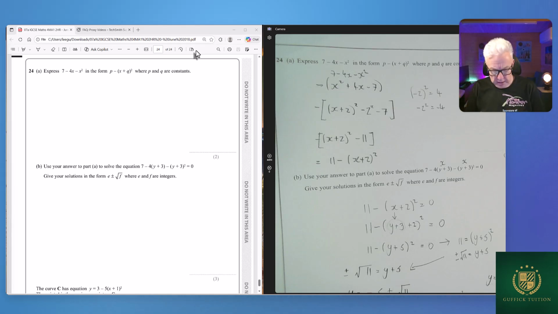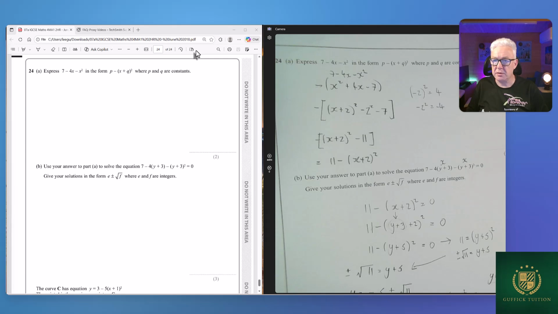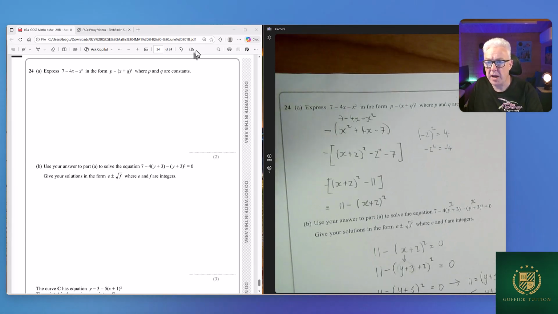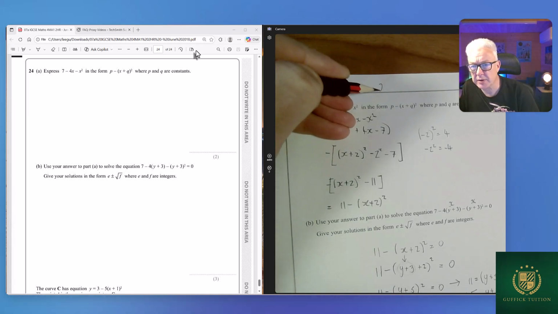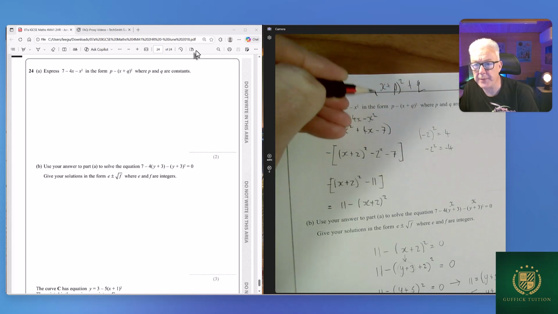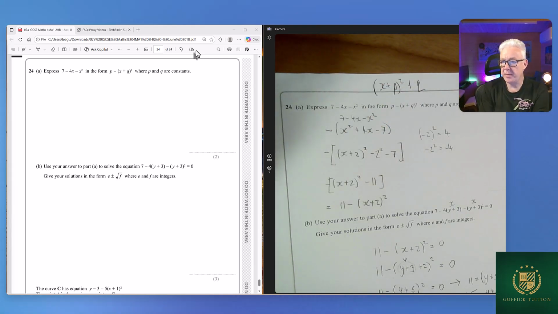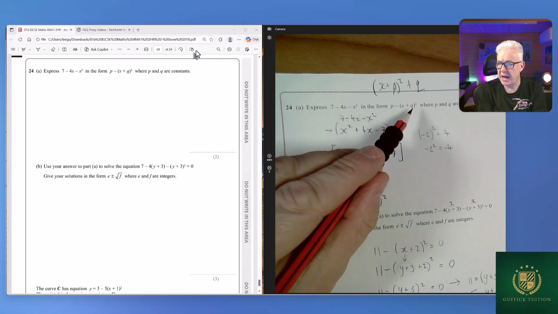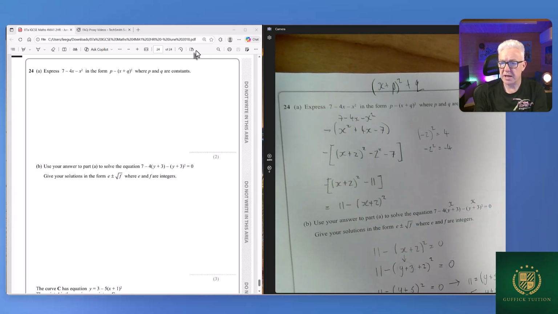Now what they're doing here, and this is quite popular with the exam boards, is they like to take something that we know how to deal with, like completing the square, and represent it in a super confusing way. Normally we'd expect it in this format: (x add p) all squared add q. But they've changed the order and written it as p minus (x add q) all squared, which is a tad confusing.